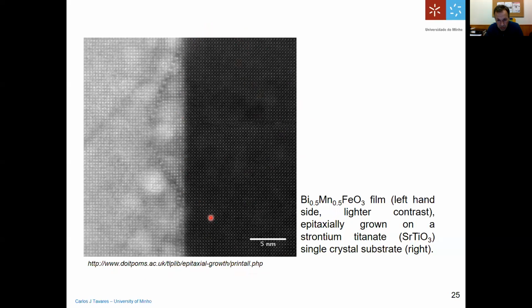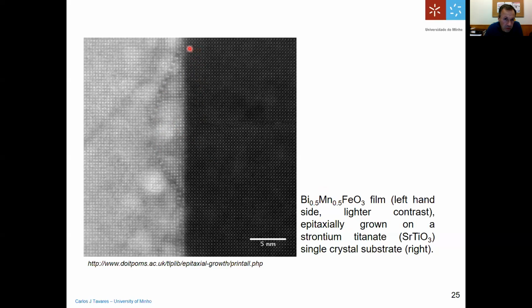So this is your substrate. It's strontium titanate, which also has a perovskite structure. Okay, and you make the deposition. So these are the first layers here. Okay, and you make the deposition of this material, the bismuth manganese iron oxide, on top of this crystal, and you see that the material is very coherent.